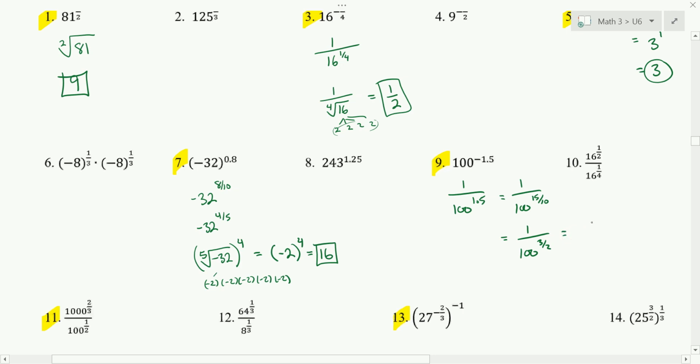So that means 1 over the square root of 100 to the 3rd power. Square root of 100 is 10, so that means 1 over 10 to the 3rd power. And 10 to the 3rd power is a 1 with 3 zeros, or 1,000. So this answer is 1 1,000ths.